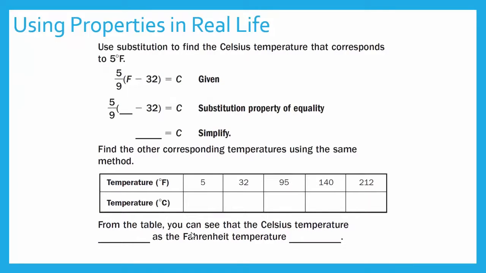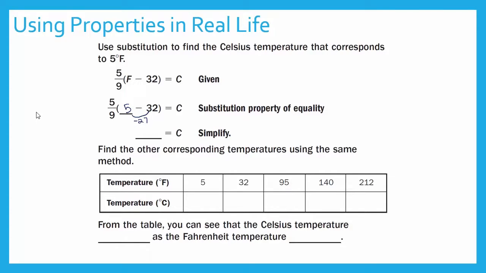Once we rewrite the equation in terms of Celsius, then we can substitute the 5 degrees Fahrenheit for the Fahrenheit part of our equation and simplify the equation to find the equivalent Celsius degree. We'll start by looking at the 5 degree Fahrenheit. Where F is, I'm just going to replace that with 5. And then order of operations says first do 5 minus 32, which is negative 27.